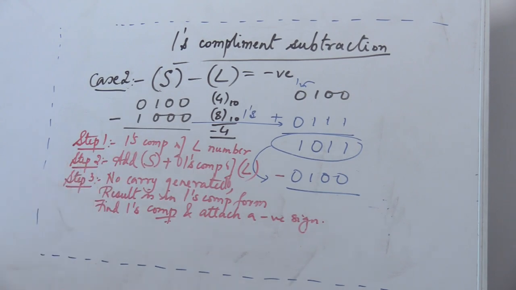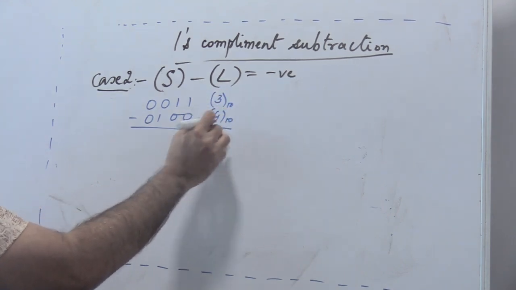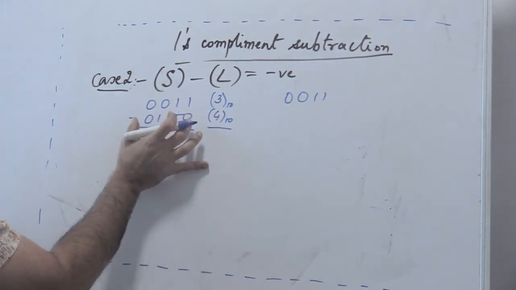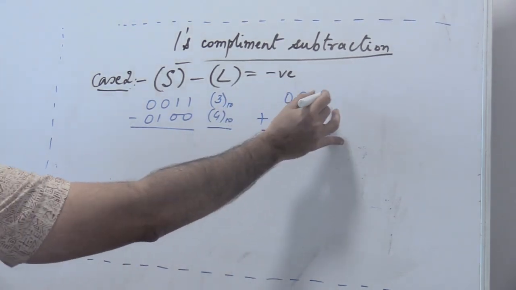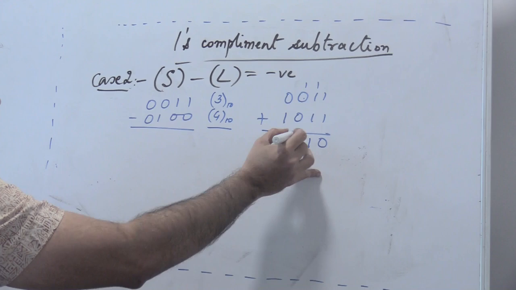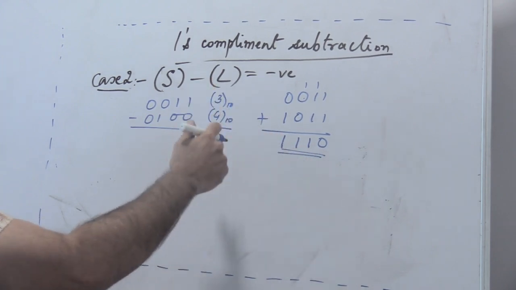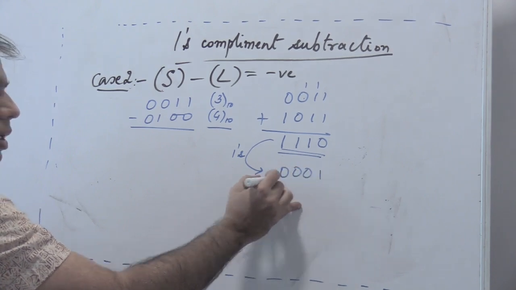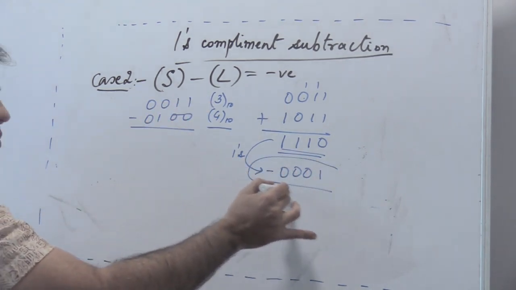So let's take another example. So I have taken 3 in decimal minus 4 in decimal, which should give me minus 1. So the smaller number is written as it is, find 1's complement of the larger number, 1, 0, 1, 1. These two are added, 1 plus 1 is 0 with a 1 carry, 3 1's, you get 1 with a 1 carry, 1 plus 0 is 1 and 1. So this is in 1's complement. Find the 1's complement, 0, 0, 0, 1, and attach a negative sign. So we have got minus 1. 3 minus 4 is minus 1.